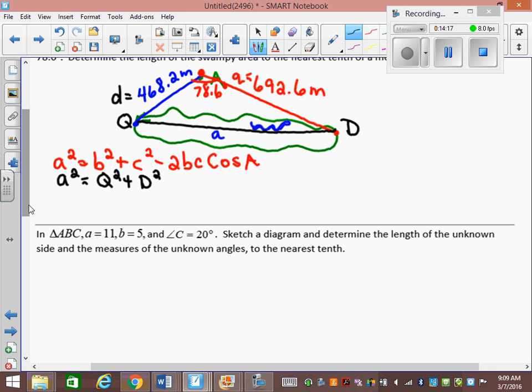Like I said, some people sit here and they're like, Mrs. Lepp, I don't know which one to put first, D or Q. Doesn't matter. Don't waste your time thinking about it. Write a letter and move on. Then whatever letter it is that you put in. So if this was smiley face and a smiley face, you'd have little smiley face squared, capital smiley face, minus 2 times Q times D cos A.